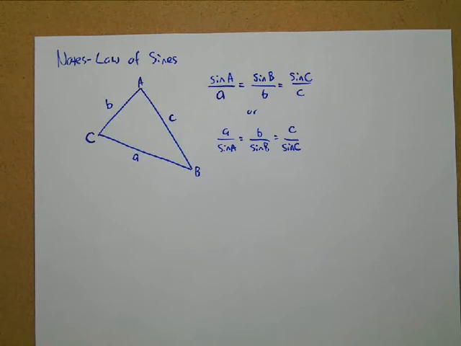The sine of an angle and its opposite side in a triangle is equal to the sine of another angle and its opposite side, the same ratio. Okay. So let's just jump into an example.